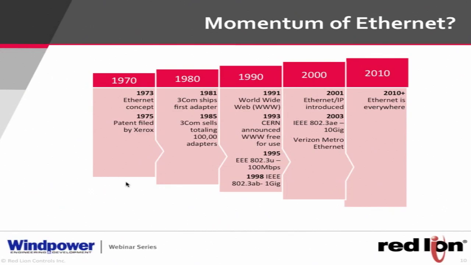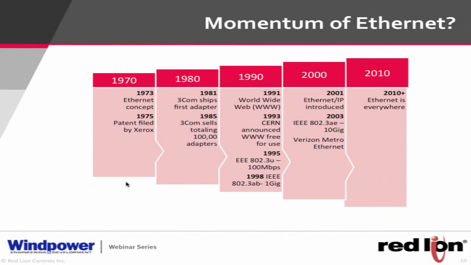And then in the 2000s, Ethernet IP was introduced by Rockwell, and then it was later handed over to the ODVA, and ODVA actually takes over ownership of that, and they manage it now. So in 2003, we started having the ability to do 10 gig, and I added this Verizon Metro Ethernet out there, and it's really not important for what we're talking about today, other than the fact that it is an end-to-end solution now.